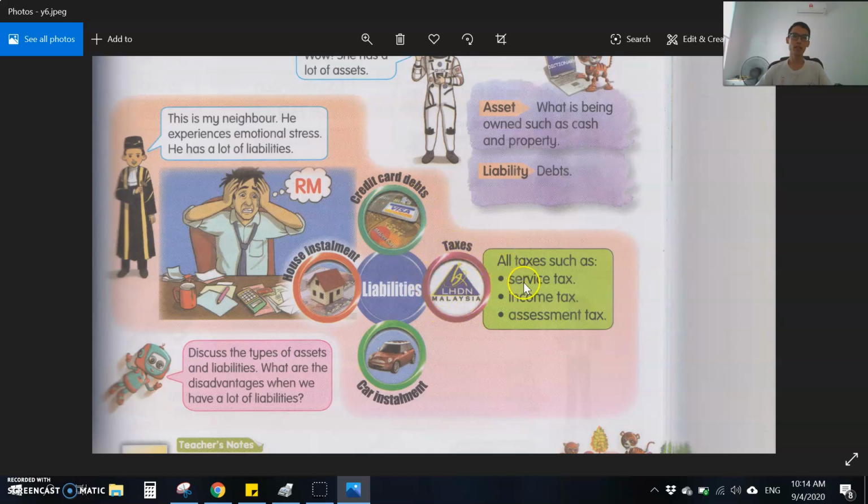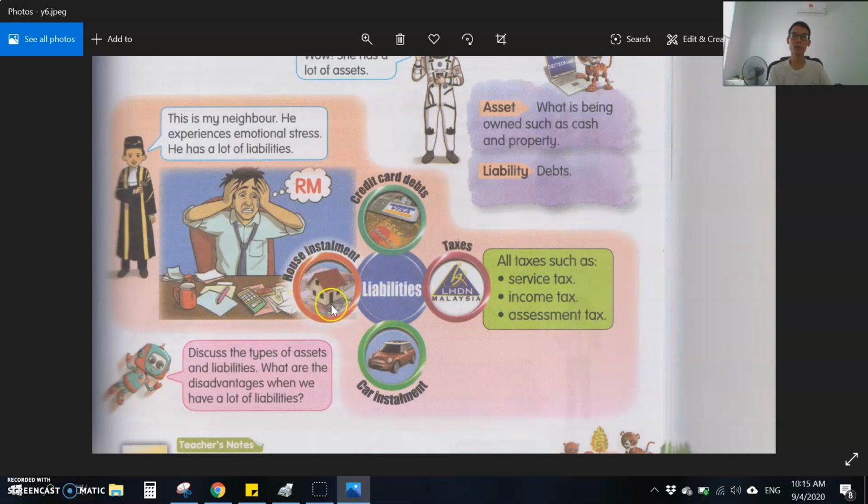Okay, cukai, service tax, income tax, assessment tax, cukai perlu bayar juga kepada kerajaan Malaysia. So taxes is also liability. Your car installment, okay, your parents bought new cars, you have to pay the bank every month. So that is also liability. Sebab hutang bank kena bayar balik.